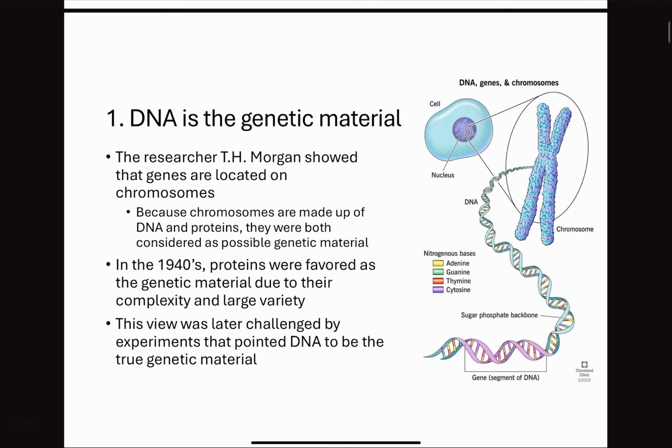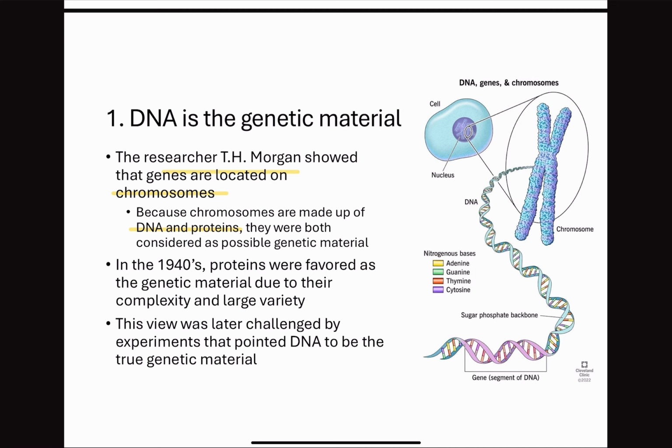So we have a researcher, his name was Thomas Hunt Morgan. He and his research group discovered that genes are located on chromosomes. And remember that chromosomes are the structures inside of cells that carry our genetic information. They also said that chromosomes are made up of two main things, which are DNA, deoxyribonucleic acid, and proteins. And both proteins and DNA were considered as possible genetic material.